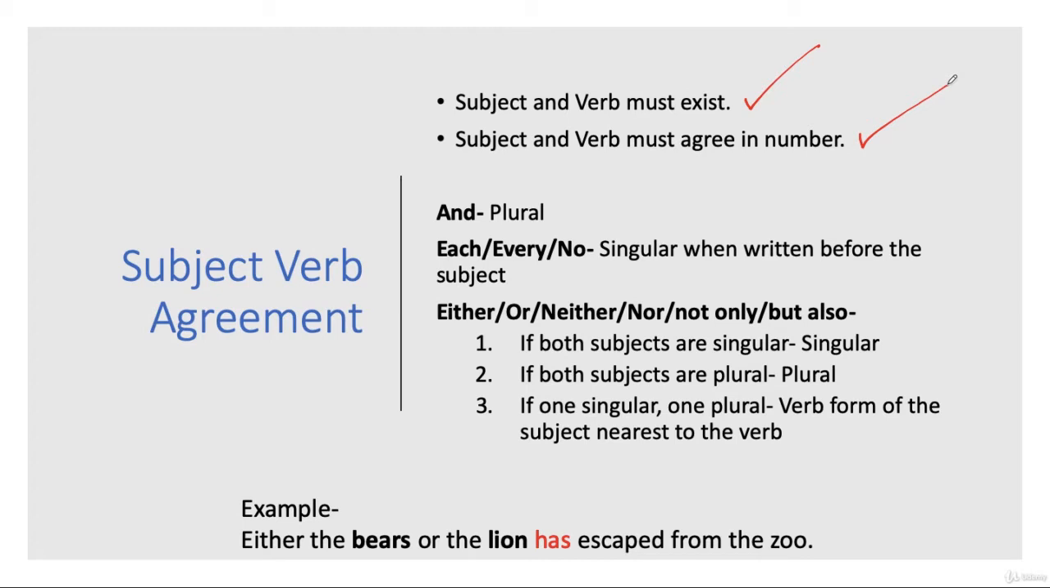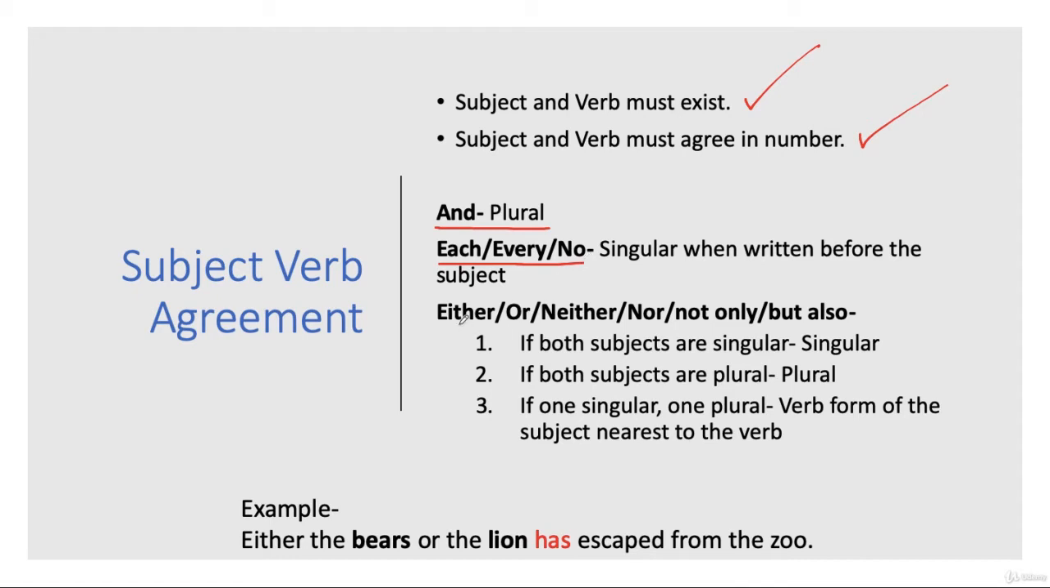And here is a shortcut which you need to remember to always get these type of questions correct. Whenever you have and, the verb is plural. Each, every, and no. With these, the verb is singular when written before the subject. So every time these three words come before the subject, the verb has to be singular.